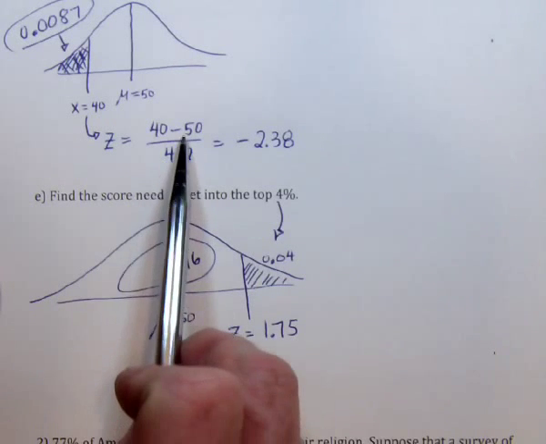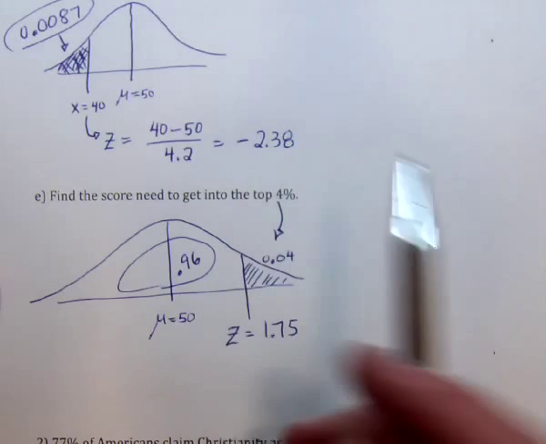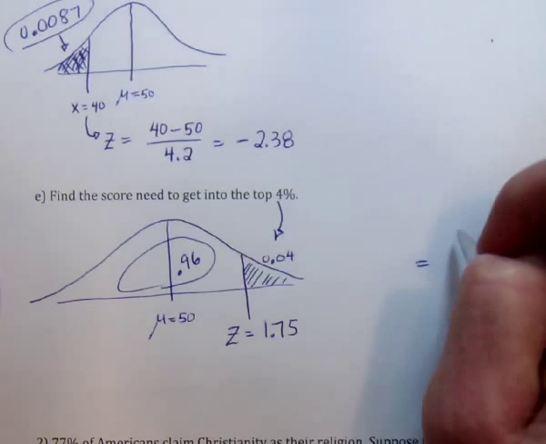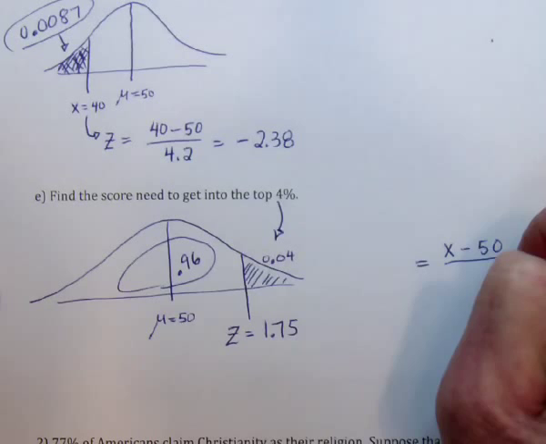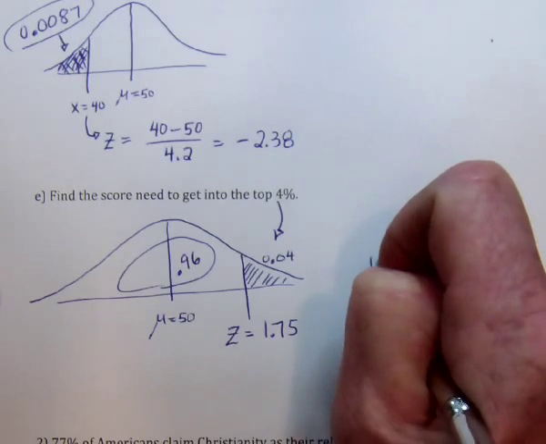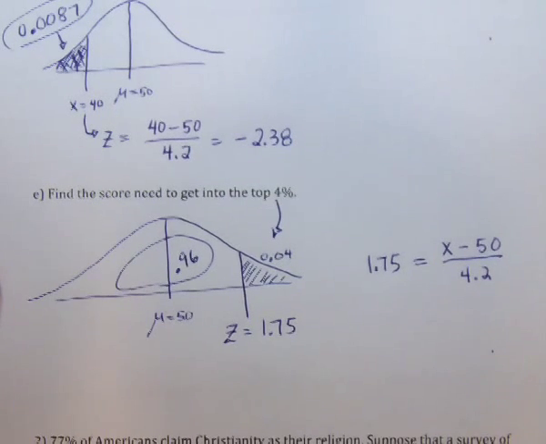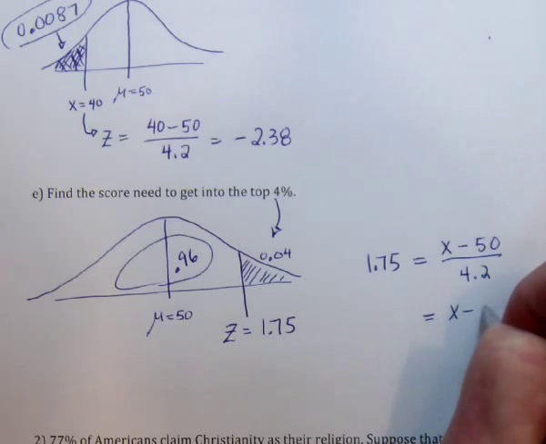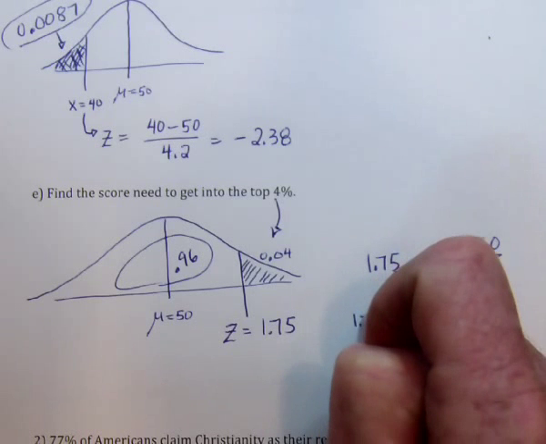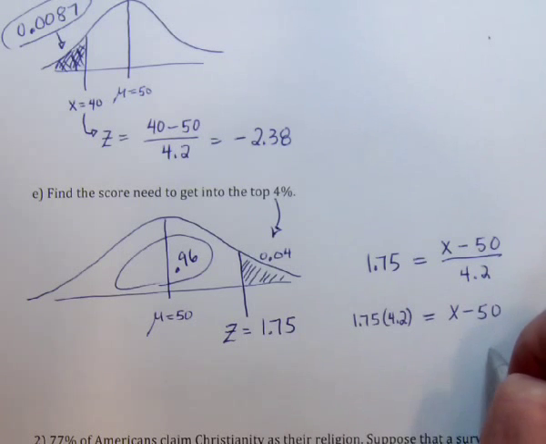Now that means that somebody did this formula right here, and for their answer they got 1.75. So in other words, somebody did the z formula, so they did the score minus the mean divided by the standard deviation, and when they did that they got the answer 1.75. And then we just have two steps of algebra. One would be multiply both sides by 4.2. And then just add 50 to both sides.